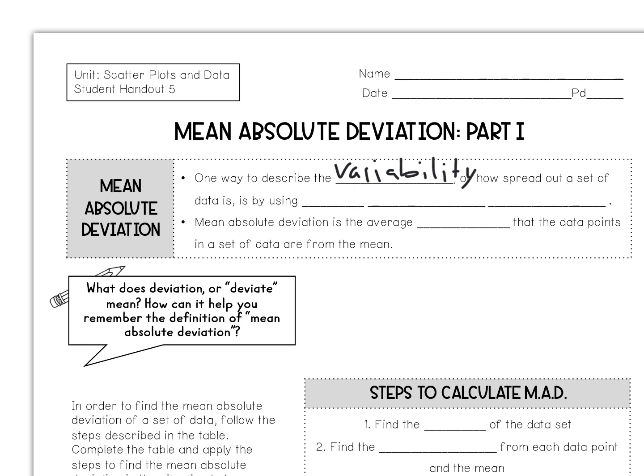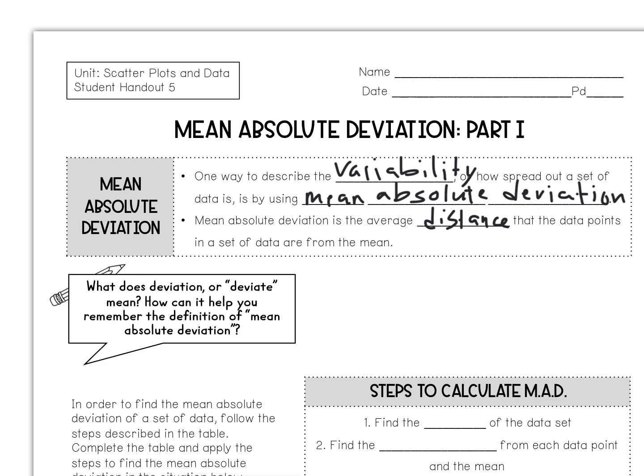By using the mean absolute deviation. Mean absolute deviation is the average distance that data points in a set of data are from the mean. Okay, so that's a mouthful.